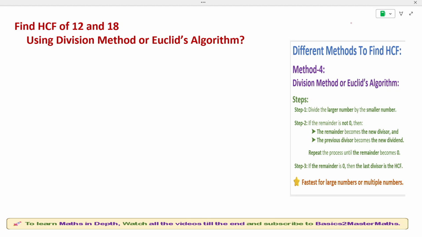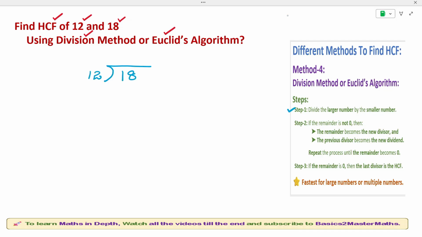Today, we will learn the fastest method of finding HCF. Find HCF of 12 and 18 using division method or Euclid's algorithm.